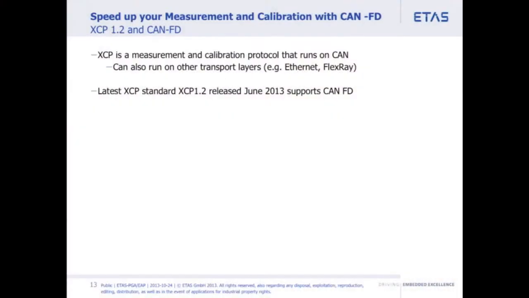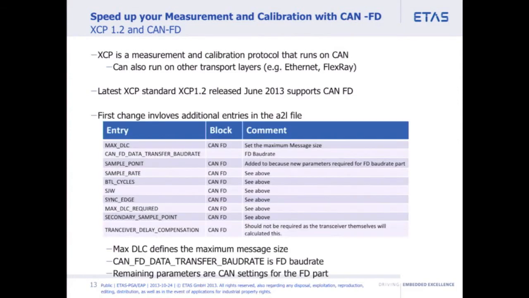The latest standard for XCP was released in June this year, and it was the 1.2 standard. The XCP standard is run by the ASAM committee, and this standard supports CAN-FD. So I'll talk about what changes there are in the standard that relate to CAN-FD. Firstly, we have some additional information in the A2L file. The A2L file has what we call an AML, which is the A2L meta language. And this is the part that tells the calibration tool, hey, how am I going to talk to the ECU?